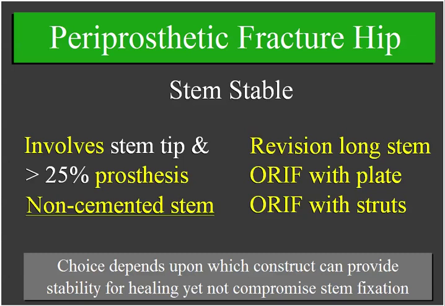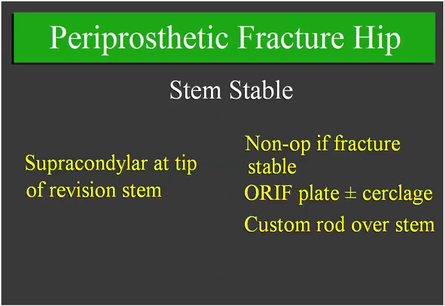So the ones that you're going to get for the test, if the stem is loose, you've got to revise and fix. If it's a cemented stem and it's more than 25%, you've got to fix it. And that was on OITE 5 this year and 4 and 3. Okay. Periprosthetic fractures, supracollar at the tip of a revision stem.